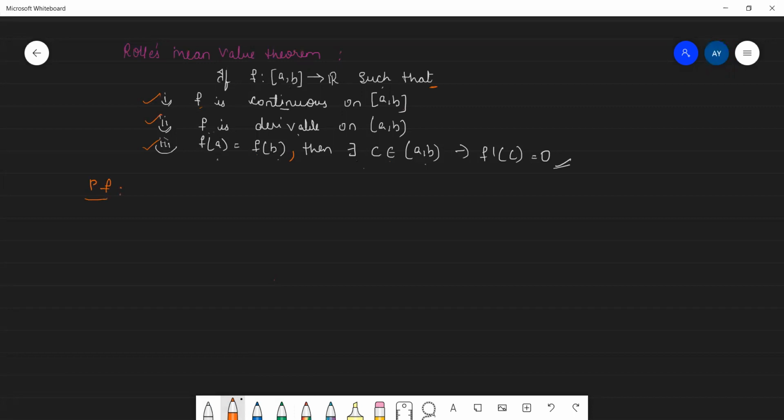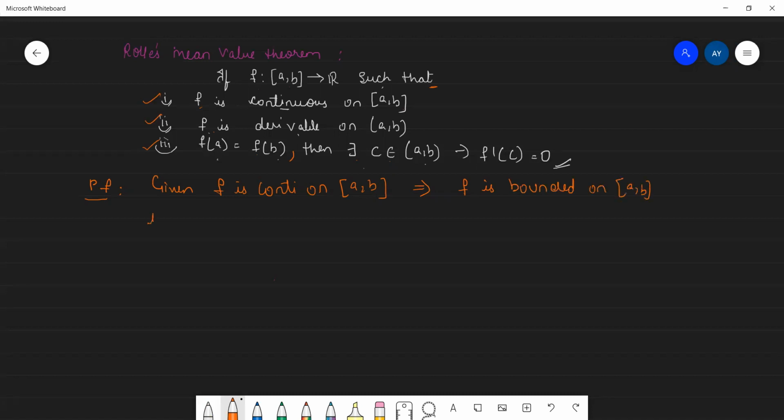So first, what is it that they gave? We have to consider f is continuous on the closed interval [a, b]. This implies, as we have already studied earlier, every continuous function is bounded. From that, we can write f is bounded on the closed interval [a, b].